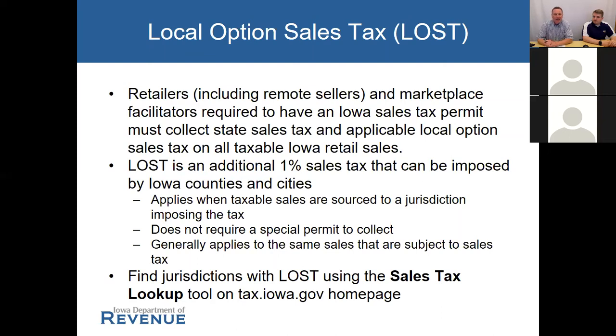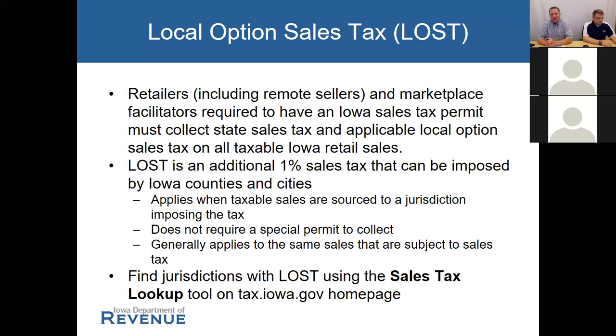Also, if the first use of a service comes in a local option jurisdiction, let's say that I was going to get a haircut over in Davenport. Again, Scott County has local option sales tax. Barber cosmetology services are taxable. So when I get my haircut, I will pay sales tax plus the local option sales tax, since my first use of that service is in a local option area.